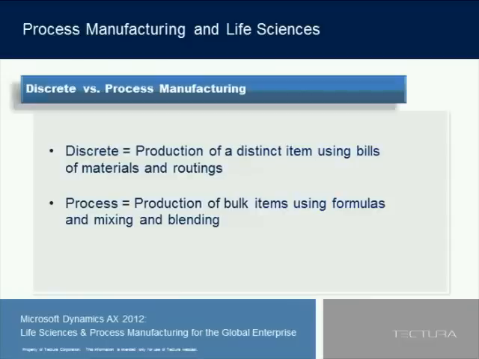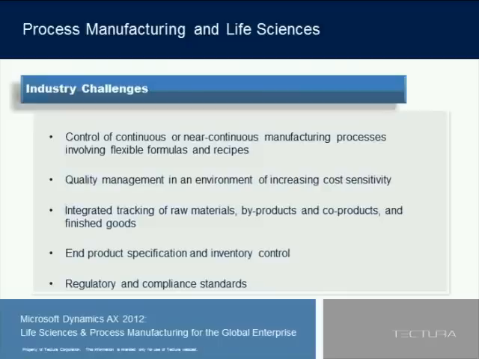When you look at discrete manufacturing, I look at that as really a production of a distinct item using traditional bills of material and routings. Whereas process manufacturing is typically done where the production is done in bulk, and you're using formulas or recipes rather than bills of materials. And rather than traditional work center routing, it's typically a mixing and/or blending type of process. So I like to use the term for processes: if you make it, you can't take it apart. That is pretty much how I would describe the two different types of manufacturing.